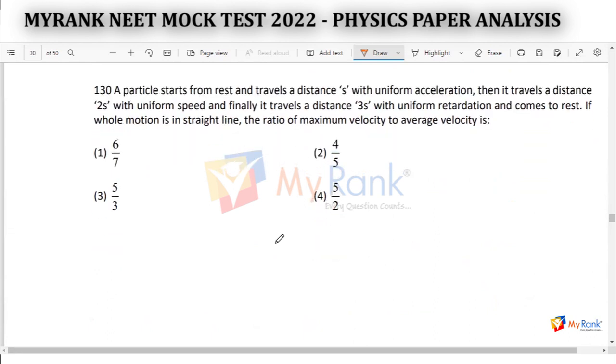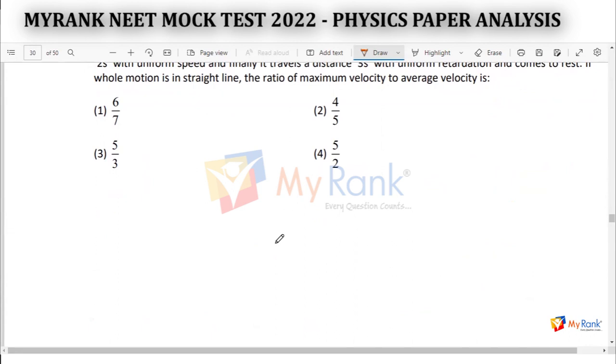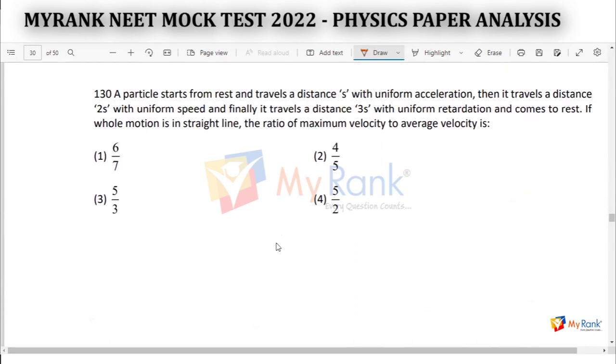A particle starts from rest and travels a distance s with a uniform acceleration, then it travels distance 2s with uniform speed, and finally travels distance 3s with uniform retardation and comes to rest. If the whole motion is in a straight line, the ratio of maximum velocity to the average velocity is asked. V maximum to V average is asked, students.